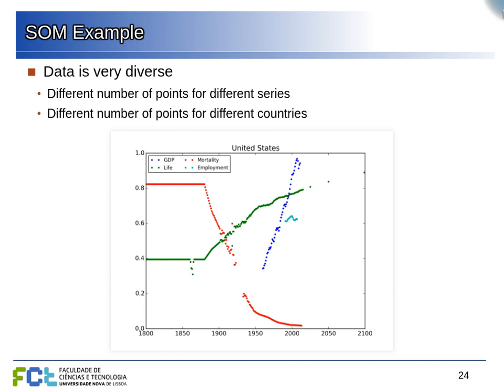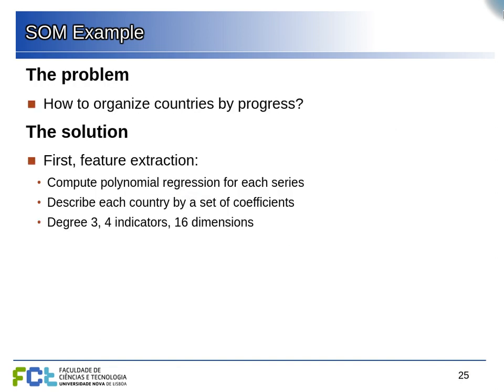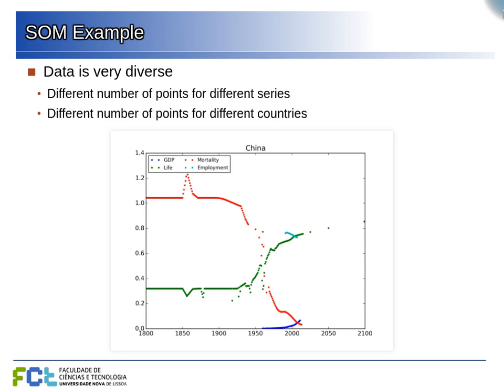So the first step, we need to do feature extraction and try to organize some set of descriptors for each country so that we can have everything in a neat table. And this would be the first step that we take. So, feature extraction. There are many different ways you can do this, but usually it involves thinking a bit about how you're going to describe the data. In this case, we can compute a polynomial regression for each series. So each of these series, for example, red here, which is infant mortality, life expectancy in green, and so on, we can compute a polynomial regression for these points.